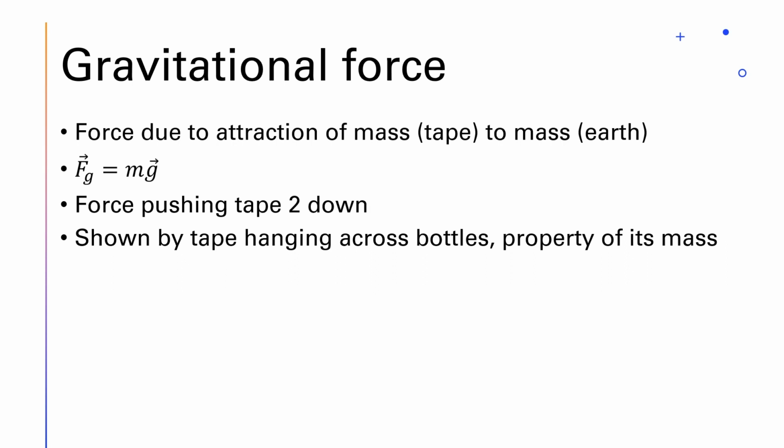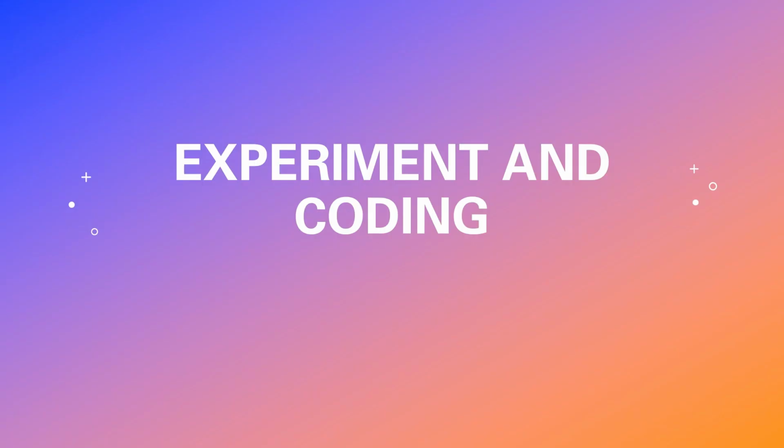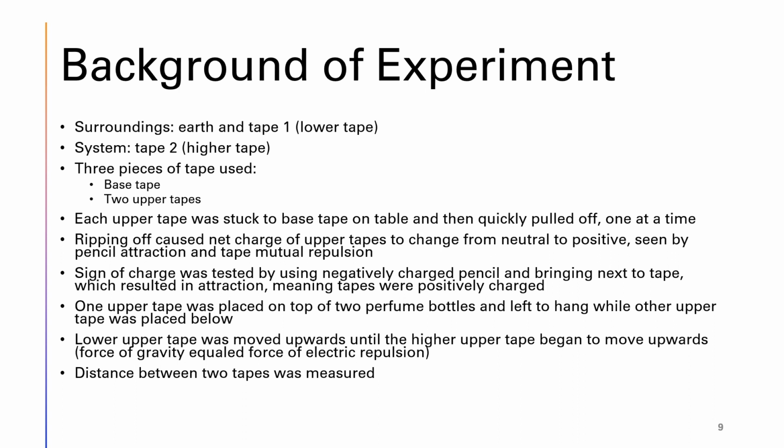The principle I used was the electric force, which is the force due to the interaction between charged particles. This force repelled the tapes away from each other, allowing tape 2 to float. And this happened because each tape had a non-zero net charge of the same sign, which caused them to repel each other. For the experiment, the surroundings were the Earth and tape 1, which is the lower tape, and the system was tape 2, which was the higher tape.